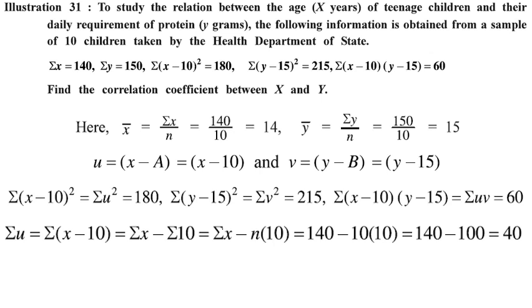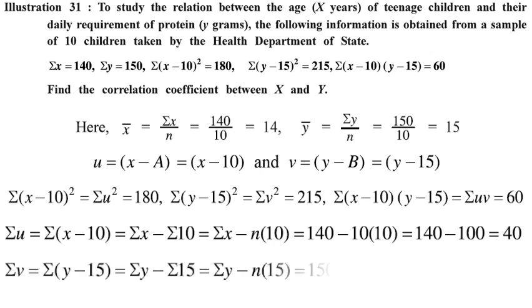This is the formula. Summation of x minus 10, when you open the brackets, it becomes summation x minus summation 10. Summation x is 140, that we know, while summation 10 means 10 n times. N is 10, so 10 tens are 100. So 140 minus 100 is 40. So summation u is 40.